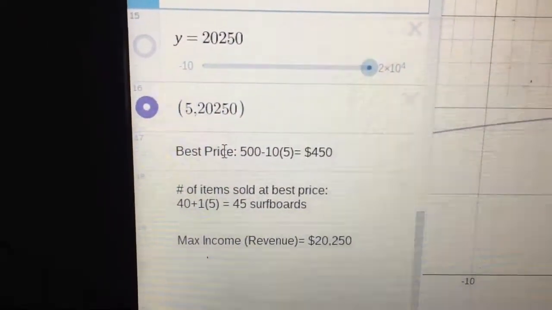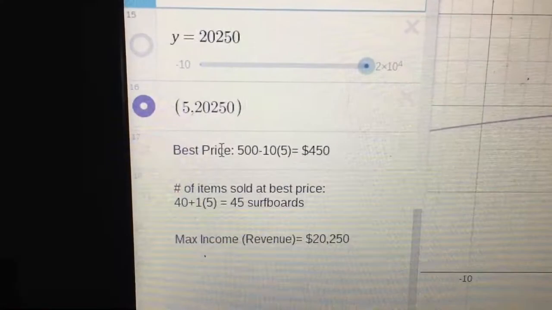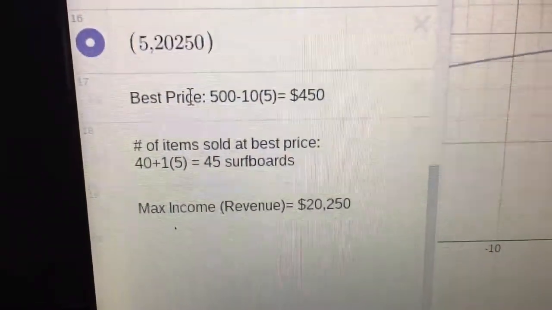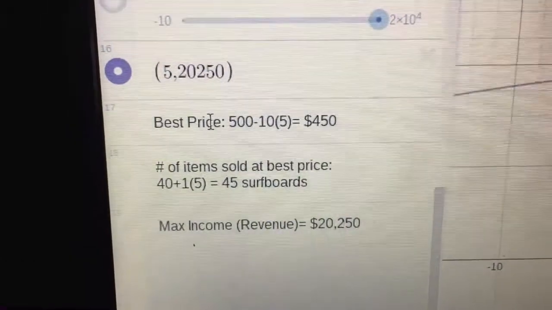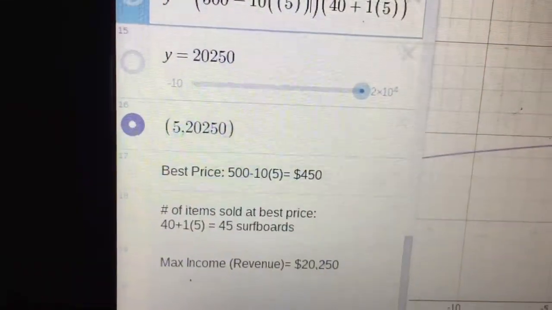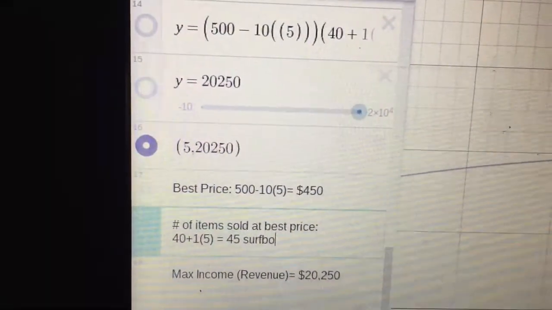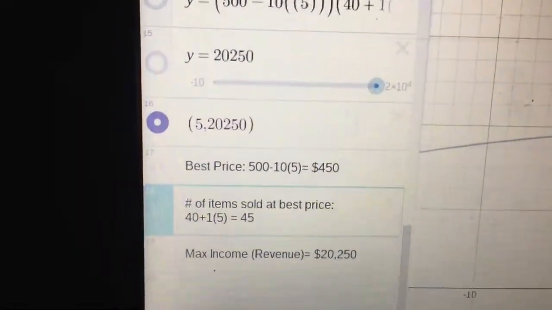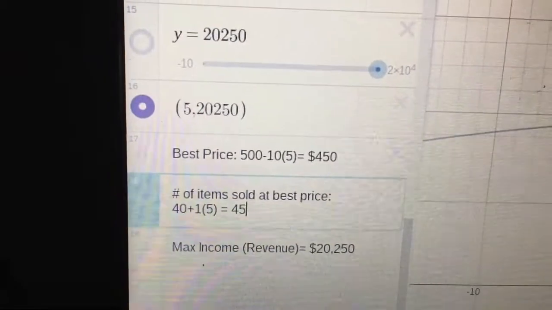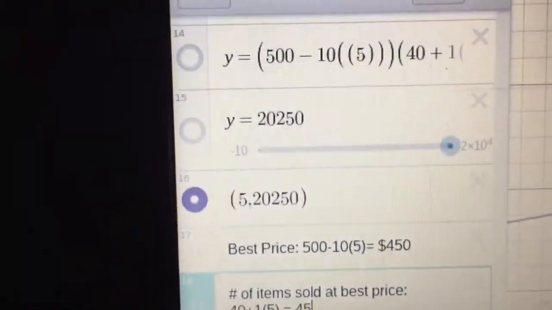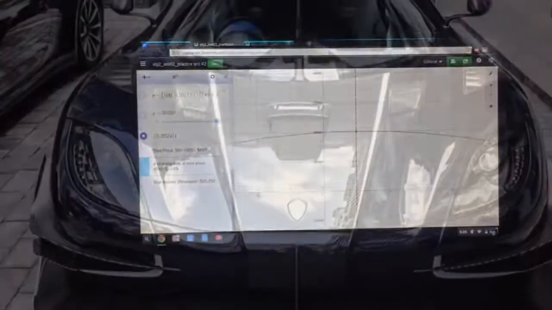And then to find your best price, this is what you would do. It would be 500 minus 10 times 5. So 10 times 5 equals 50. You would subtract 50 from 500, and you would get 450. You would get your best price right there. Your number of items sold at the best price will be 45.